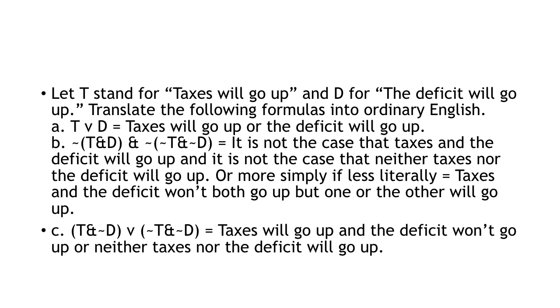Finally, C: T and not D, or not T and not D. Again, not too difficult, right? When you think about it, taxes will go up and the deficit won't go up, or neither taxes nor the deficit will go up. Okay, hopefully these are all pretty clear to you guys. Like I said, most of y'all did pretty well. A few odd mistakes here, some of which I think were maybe typos. I saw a few odd not symbols that I think y'all didn't intend, but very happy most of you seem to have this down cold, and everybody seems to have the basic ideas.